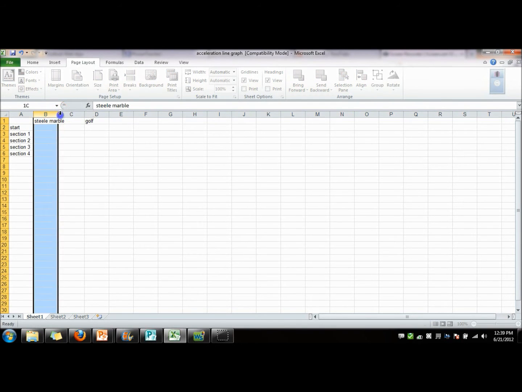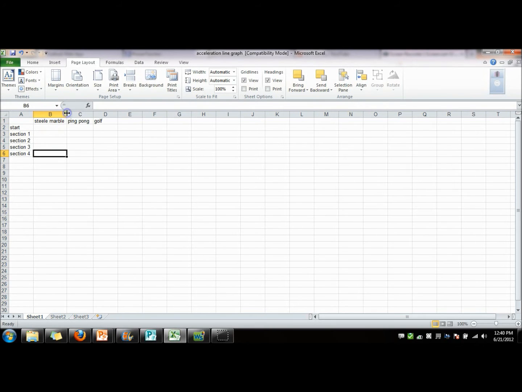and you can resize the column by clicking here and dragging it apart a little bit, then ping pong, then golf. Okay. The starting speed, which we did not write down on our data table, but the starting speed for everything is 0. We started it from no movement at all. So you can type in 0 and press enter to go down to the next cell or box.